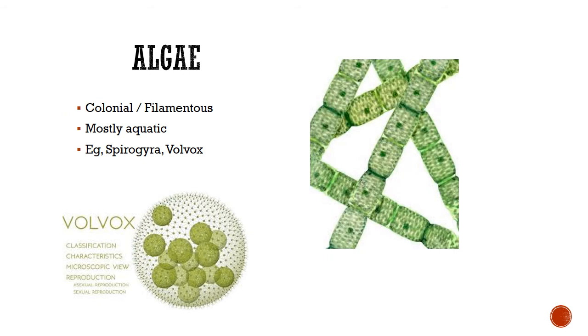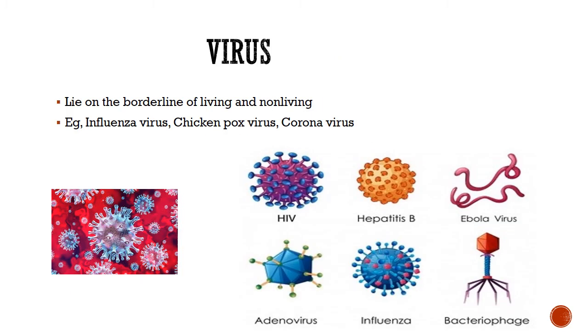Next is algae. They are colonial, and there can also be filamentous ones, and they are also mostly aquatic. An example is spirogyra, and another one is volvox, which are algae.